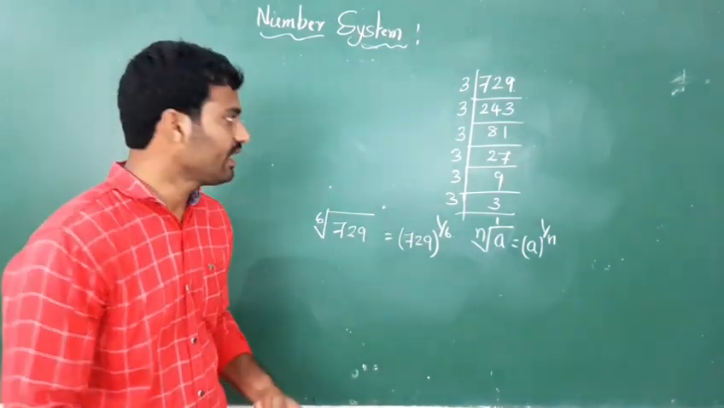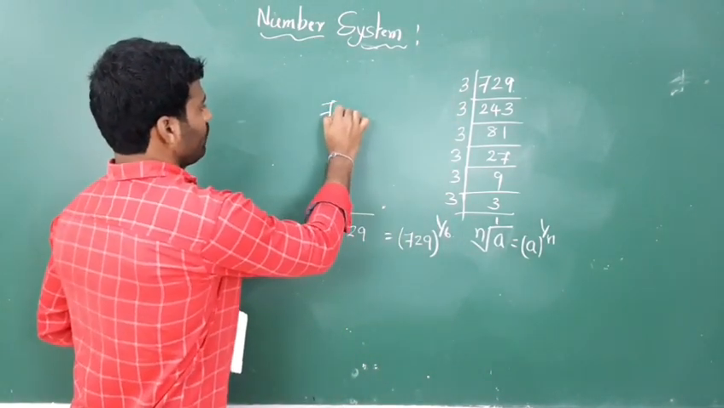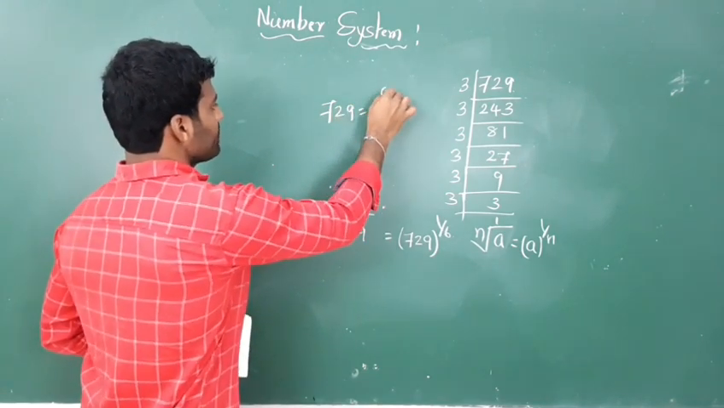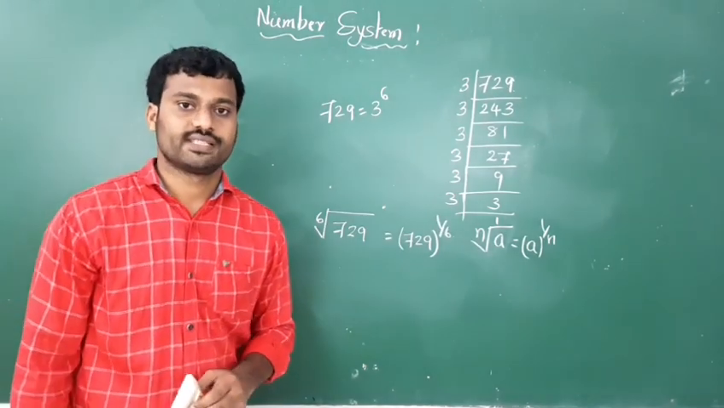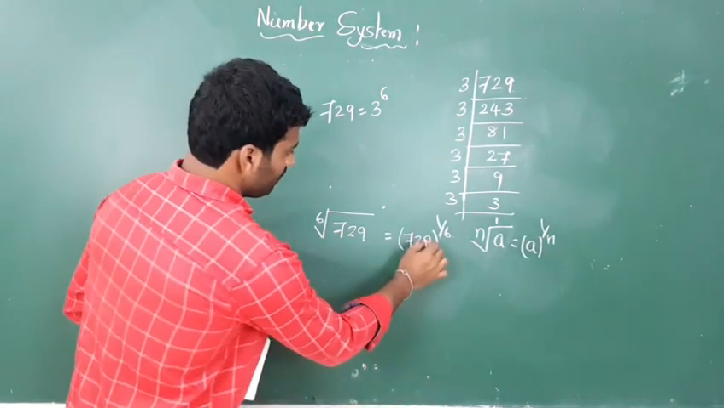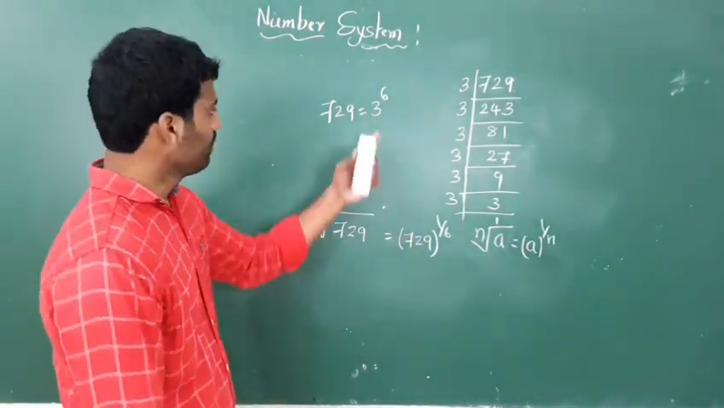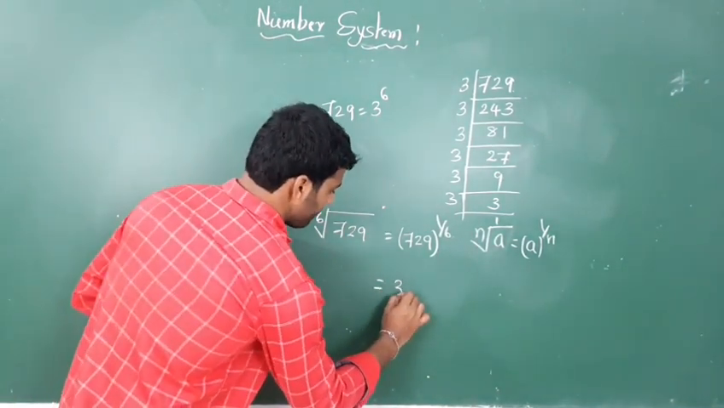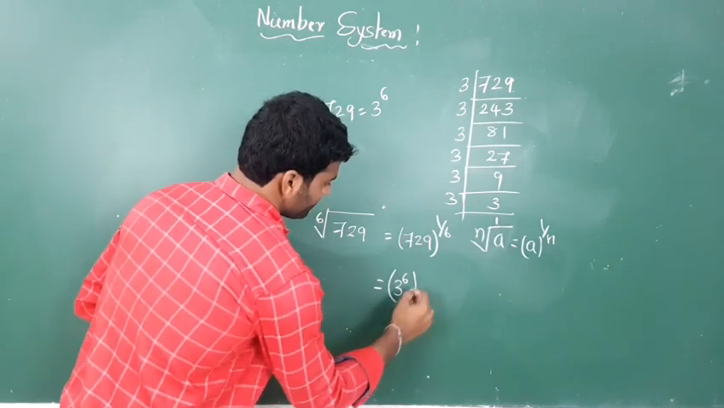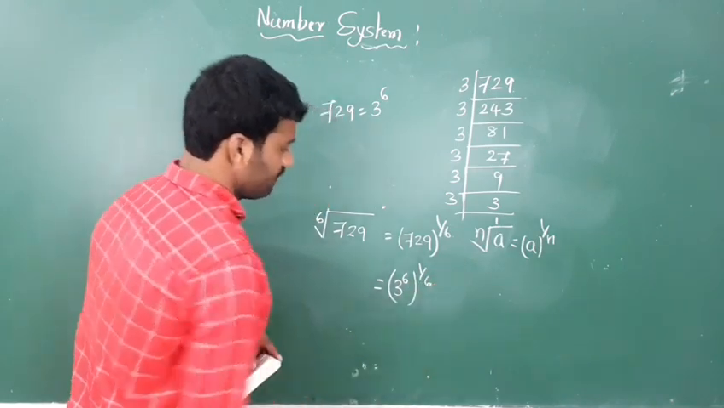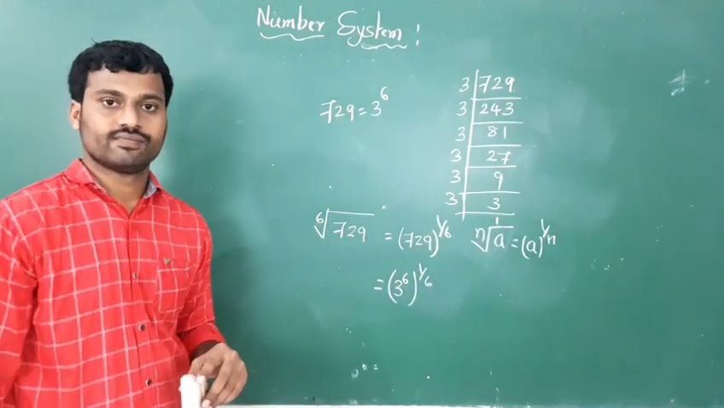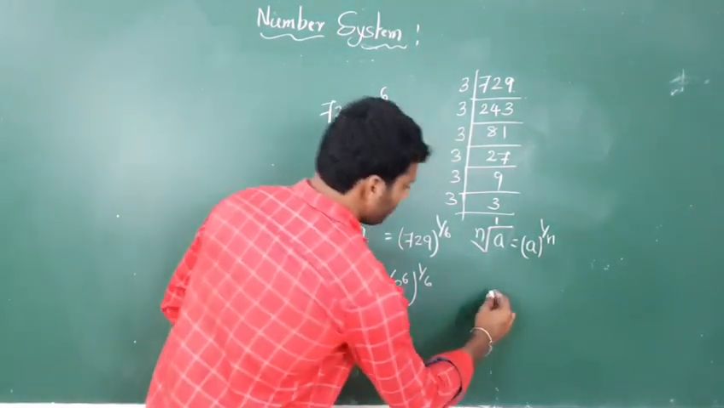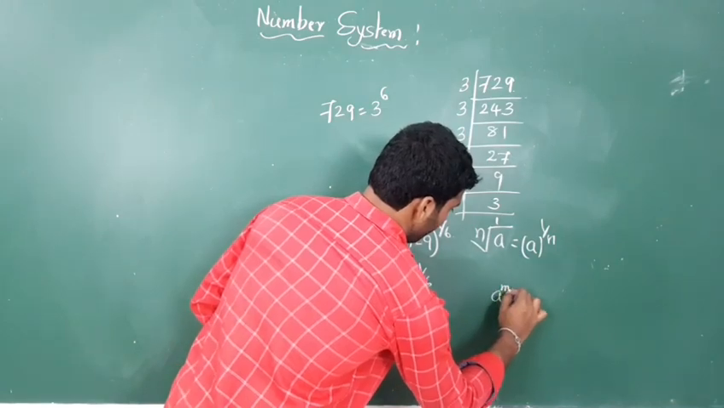So 729 can be written as 3 to the power of 6. So in the place of 729 I can write 3 to the power of 6. So this can be written as (3 to the power of 6) whole to the power of 1 by 6. So by seeing this one, you may recall this law.